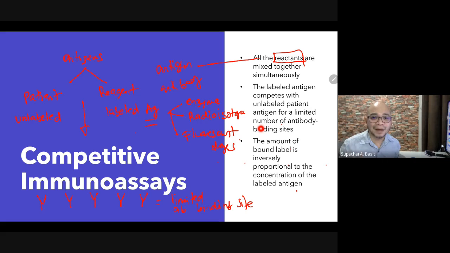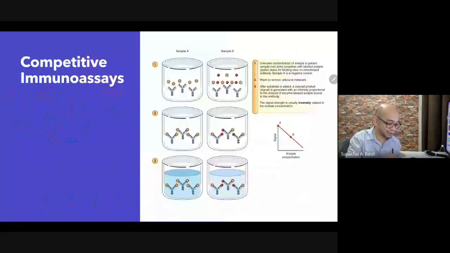So the amount of bound label is inversely proportional to the concentration of the patient's antigen. Meaning to say, if there is more labeled antigen that goes here, the patient's unlabeled antigen is actually low in concentration. So they are inversely proportional.